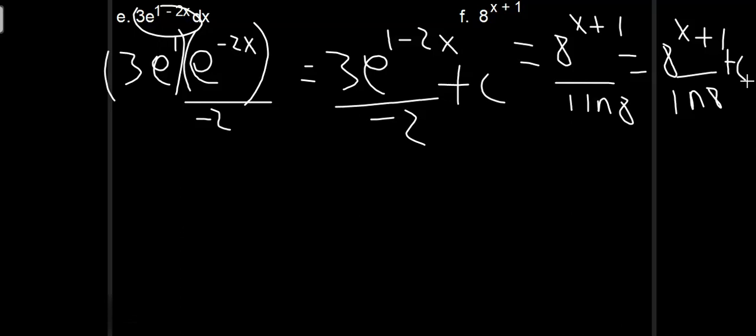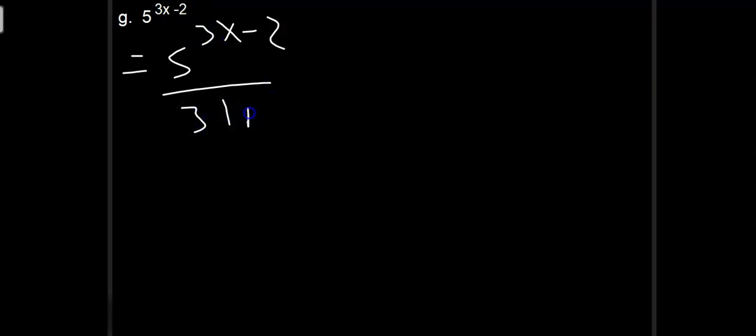So now let's do one last question and we're gonna finish. For this one, it's just the same process. I'm gonna say 5 raised to 3x minus 2, and then my k value is actually 3, and the 2 is in the exponent, so I'm gonna say 3 ln 5, and then plus c. So this is it, and this is all you have to do.